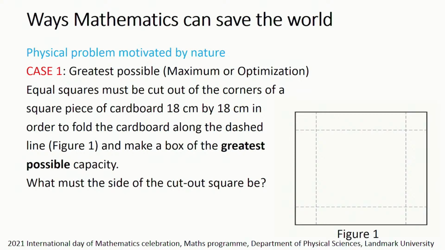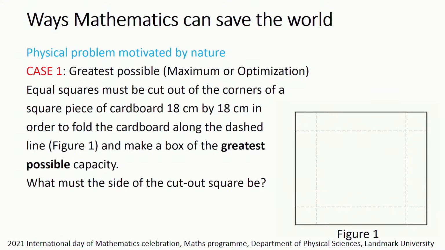Now, if that is accepted, let's take a real-life problem. Ways mathematics can save the world. I decided to bring up this example. It's a physical problem motivated by nature, and it's very simple. The first case is titled greatest possible or maximum, or what we call optimization. And thank God for Mr. Vice Chancellor, he spoke on turning point, derivative.